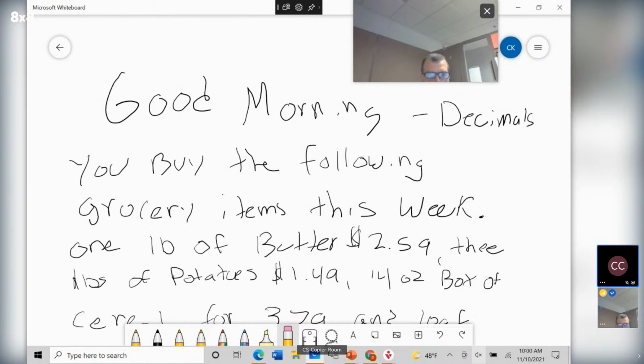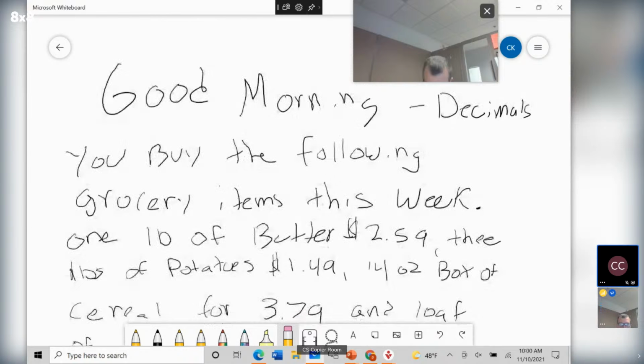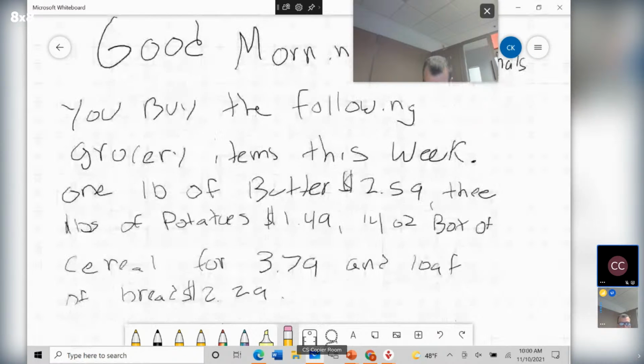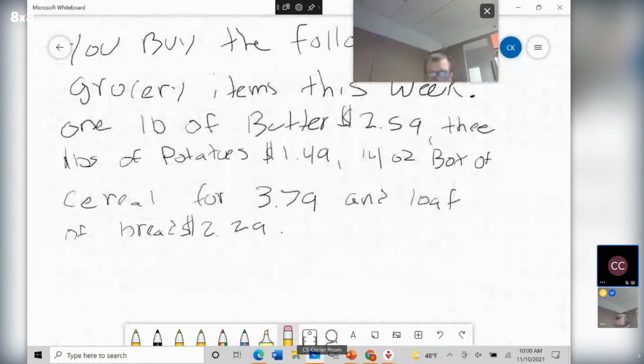So if we read this, it says you buy the following grocery items this week. 1 pound of butter for $2.59, 3 pounds of potatoes for $1.49, a 14-ounce box of cereal for $3.79, and a loaf of bread for $2.29. Okay. So what it's going to ask you to do is find out how much you spent on your groceries this week. So what you're going to do, it's going to be an addition problem for decimals here. So we'll just put these in order.